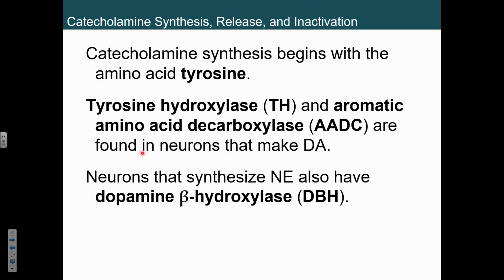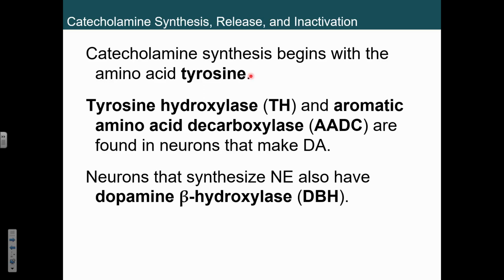Basically, we want to think about tyrosine hydroxylase. This is really an important enzyme in the synthesis pathway that we're going to talk a little bit about today. All of these guys start as the amino acid tyrosine. That's one of your 26 amino acids.